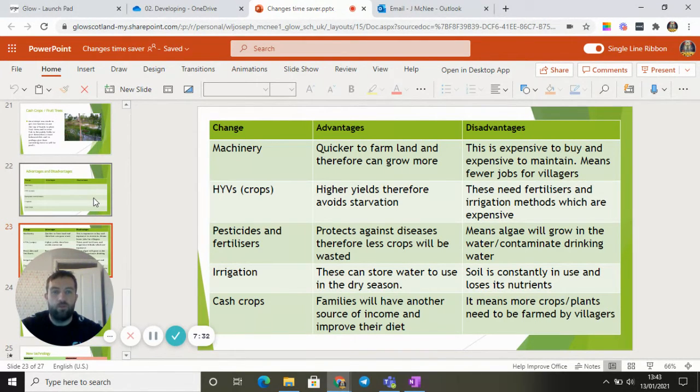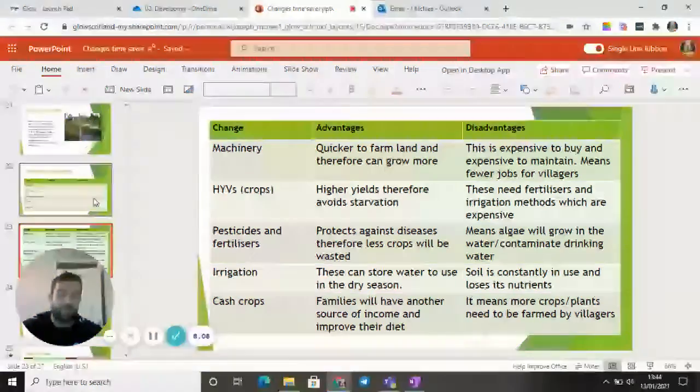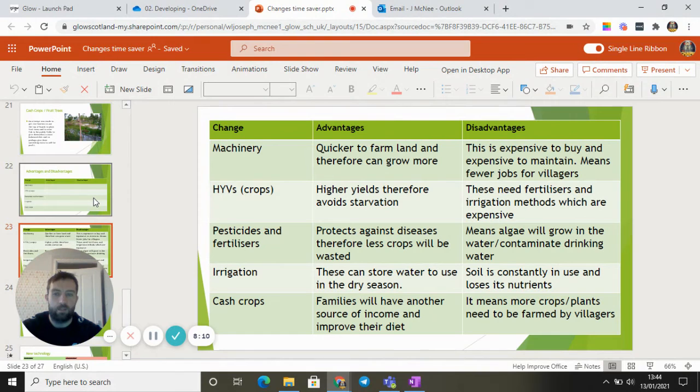The great idea around HYVs is you get higher yields, so you get more rice, so therefore there is no starvation involved. The downside is it requires a lot more work to make them sustainable in terms of fertilisers and irrigation, which again costs a lot of money. Pesticides and fertilisers, again, protect against pests, help things grow. The main thing here is that you're getting more crops because less is wasted. The problem is that the algae will grow in the water, which can potentially contaminate your drinking water, so you've got to weigh up the balance.